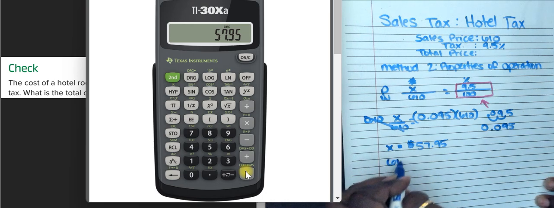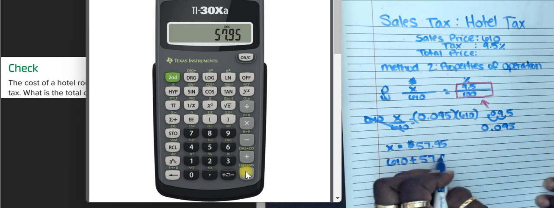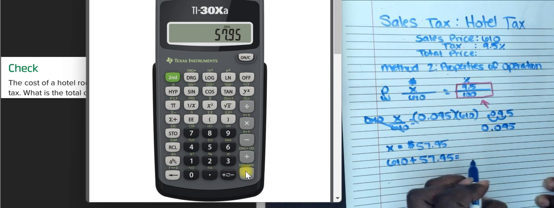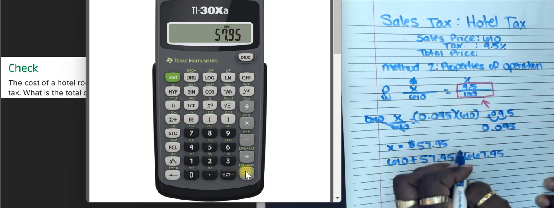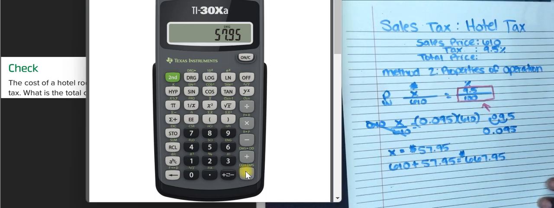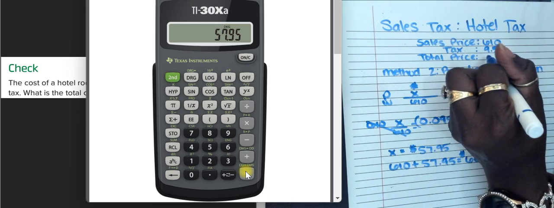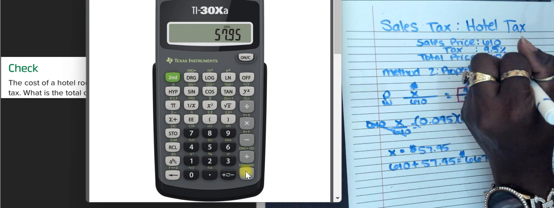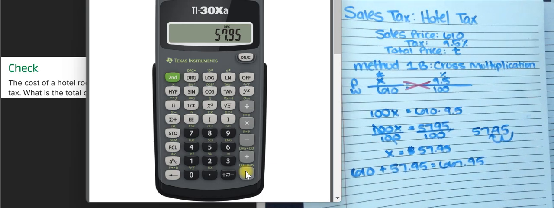So 610 plus the sales tax, which is 57.95, is going to give us what we had before, which was $667.95. All right, I'm just going to show you that they are the same. So notice that our amount is $667.95. And that is what we had when we used the other method as well.